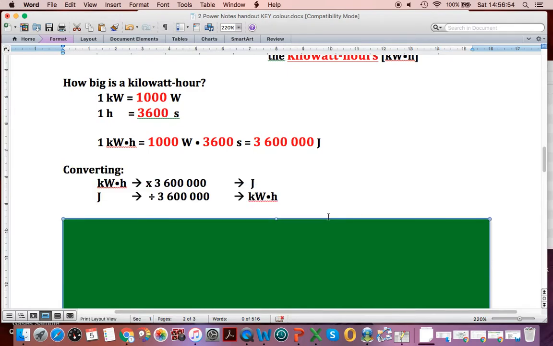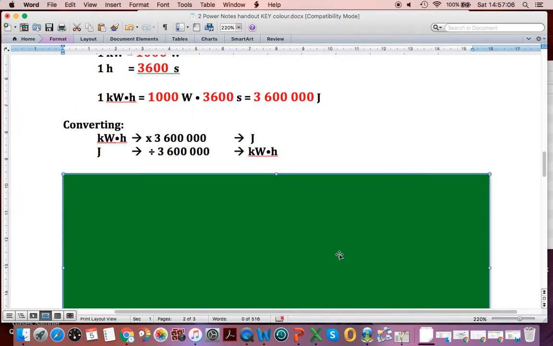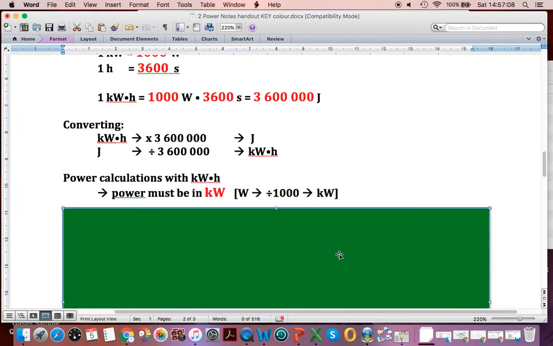We have more conversions for you. So if we want to go from kilowatt hours to joules, we multiply by 3.6 million. And if we want to go from joules to kilowatt hours, we divide by 3.6 million. Very elegant, the beauty of math.